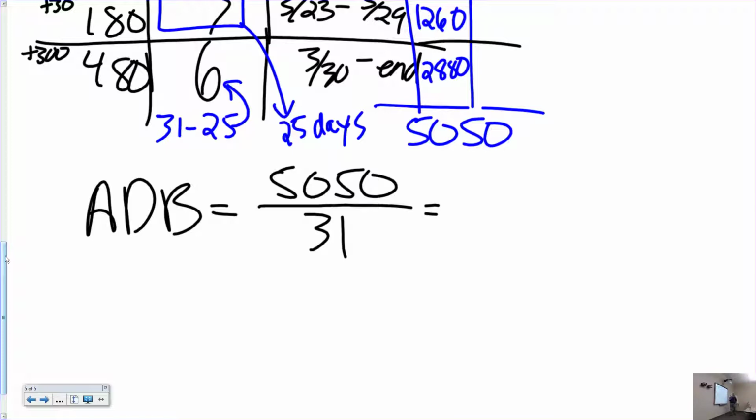So what was my average balance? 162.90. That's how you calculate average daily balance.